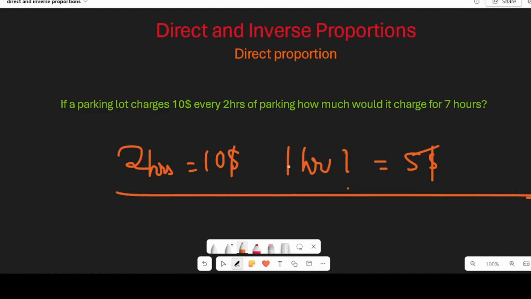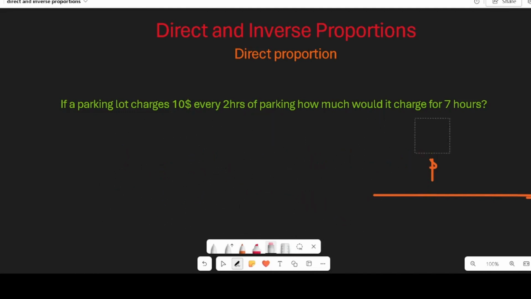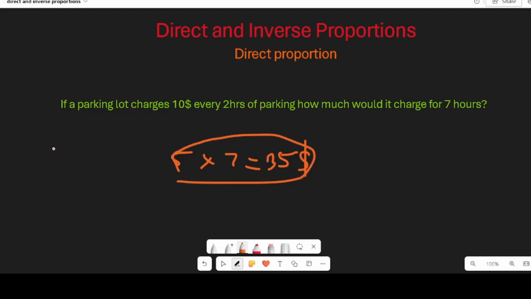So now we know how much it costs for every hour. Now all we should do is multiply 5 by 7. And so 5 into 7 equals $35. So now we have found the answer. Now instead of doing this long method, we could do a much simpler method of cancellation. I'll show you how soon.